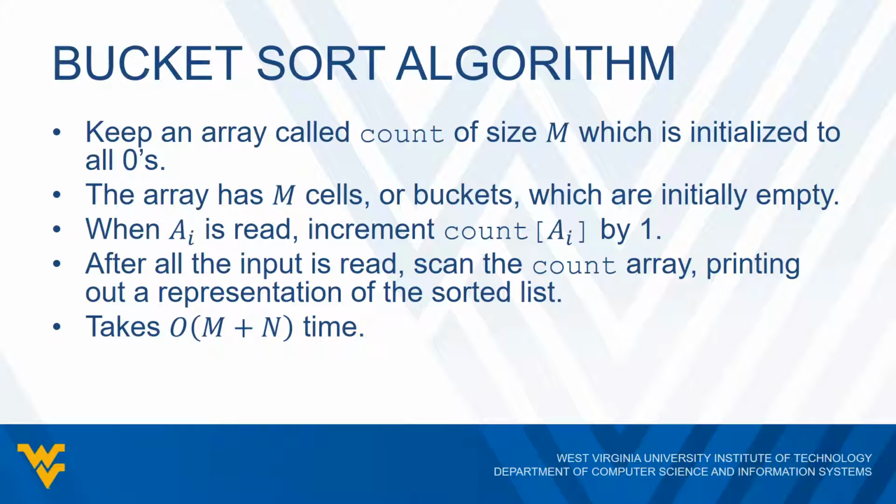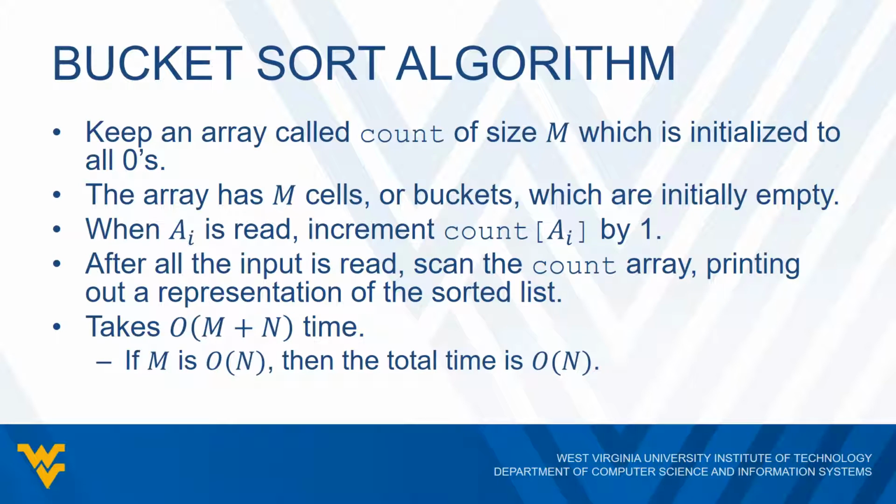And this algorithm takes O of m plus n time. So m is the size of the array, and n is the number of elements in our original array. And notice that if m is O of n, then the total time here is O of n.